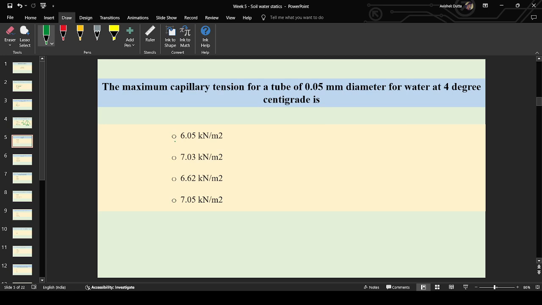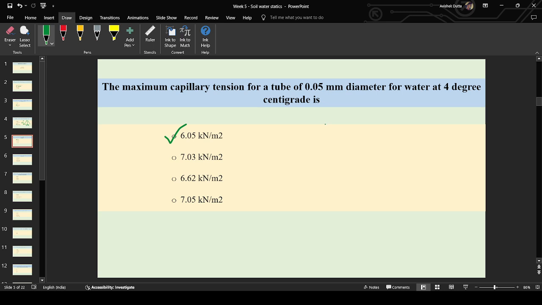The maximum capillary tension for a tube of 0.05 mm diameter for water at 4 degrees centigrade is. What is the answer of this question? Have you solved this? Yes, sir. I think option A, as per me. Very good. Option A. So there are actually two formulas.